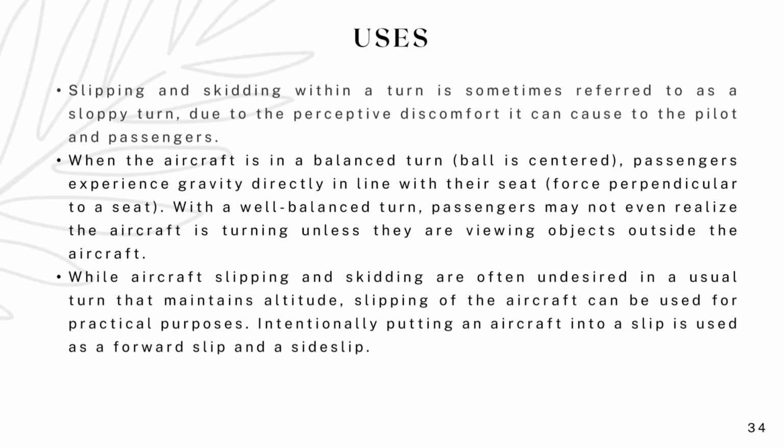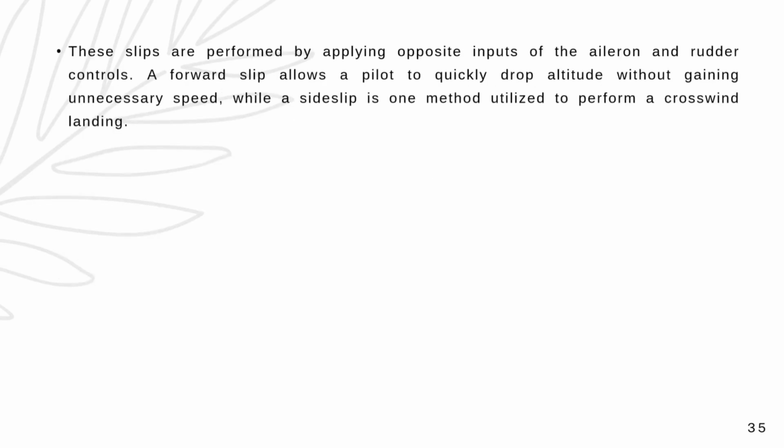While aircraft slipping and skidding are often undesired in a usual turn that maintains altitude, slipping of the aircraft can be used for practical purposes. Intentionally putting the aircraft into a slip is used as a forward slip and a side slip. These slips are performed by applying opposite inputs of the aileron and the rudder controls. A forward slip allows a pilot to quickly drop altitude without gaining unnecessary speed, while a side slip is one method utilized to perform a crosswind landing.